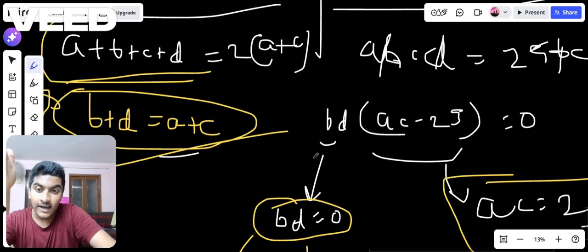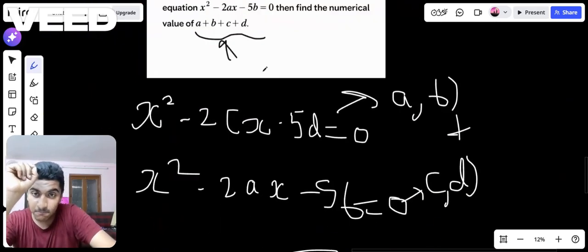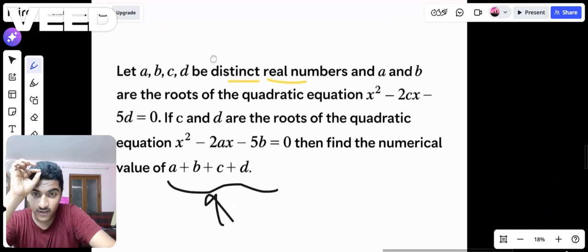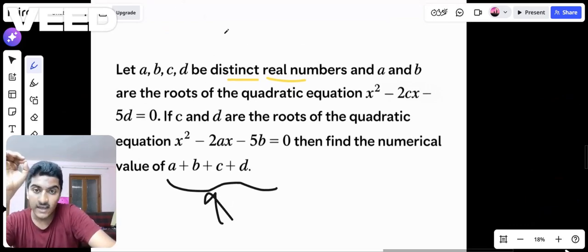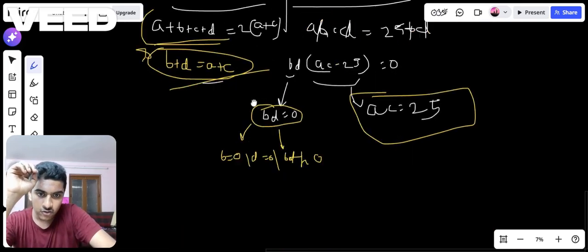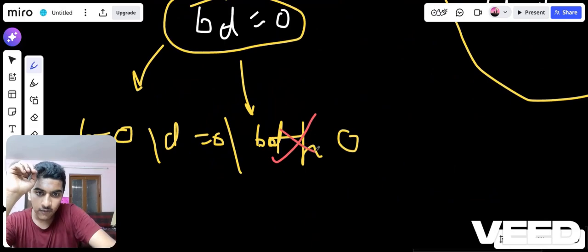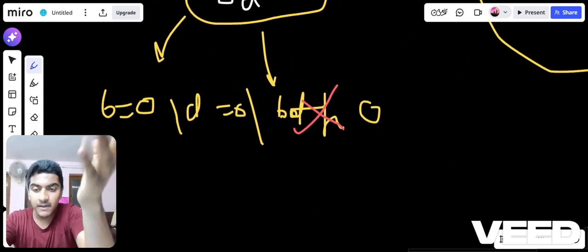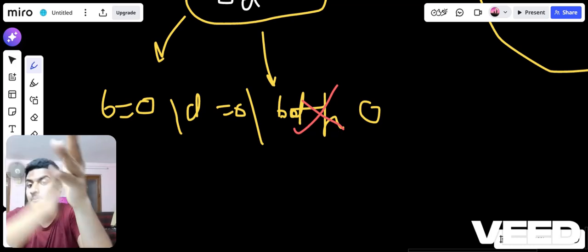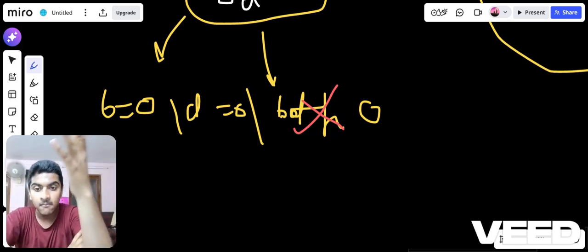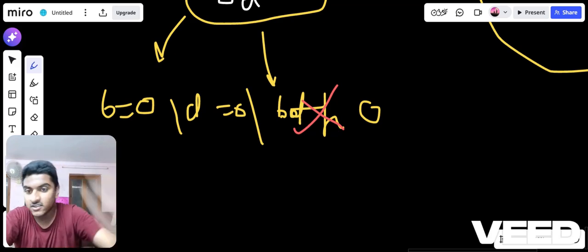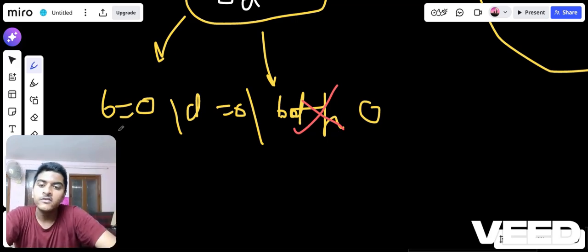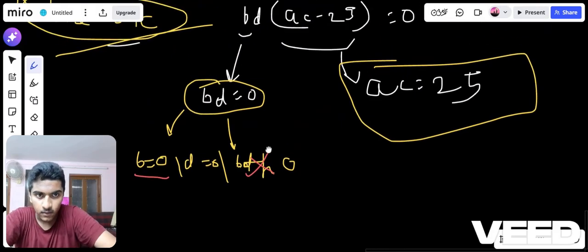Now, of course, reading each and every point, or each and every word, with carefulness, they have given this word distinct and they have played a game here, right? So both 0 cannot be possible. Why? Because how can b and d both be 0? It is explicitly mentioned in the question that b and d cannot be the same. Hence the case of both 0 is just rejected, right? So now let's consider any one. Let's say b is equal to 0.